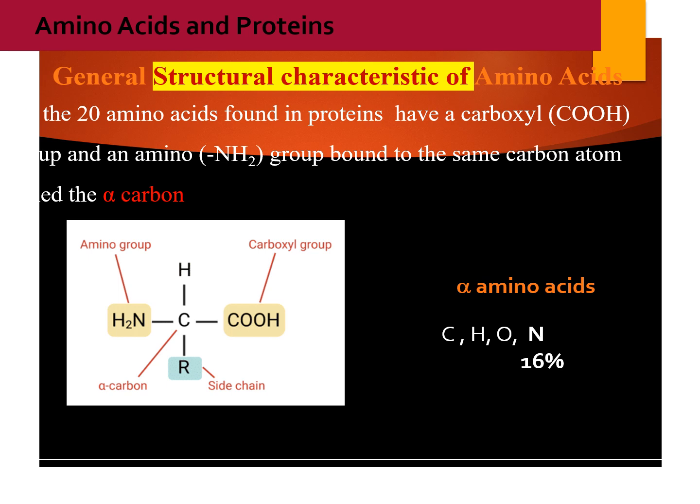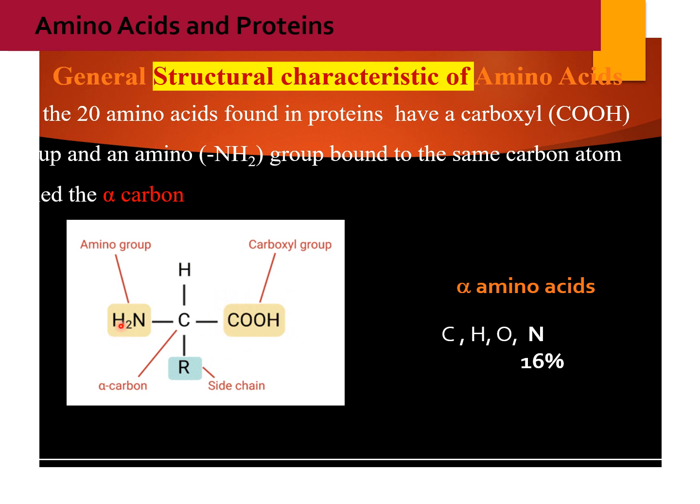And this is the general structure of an amino acid. The 20 amino acids found in proteins have a carboxylic group and an amino group bound to the same carbon atom. So you can see the structure here: the amino group, the carboxylic group. This is the carbon which is the alpha carbon, the carbon directly attached to the carboxylic group, the functional group.